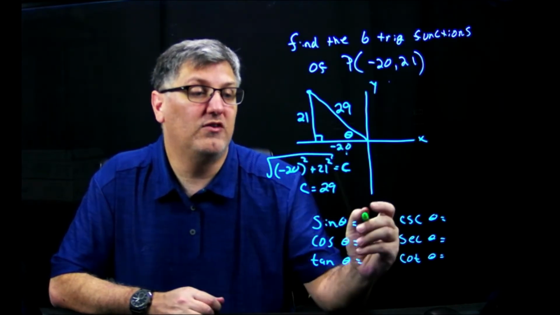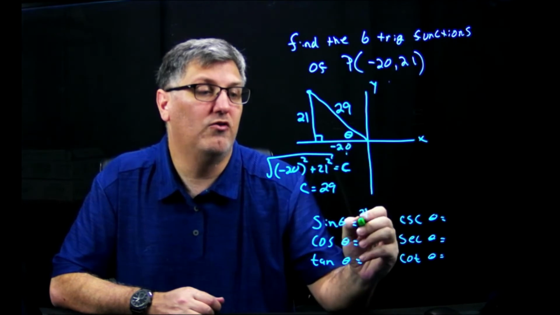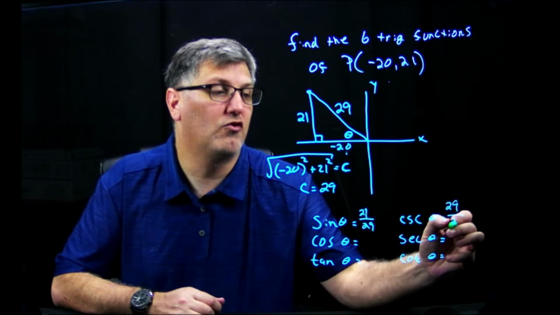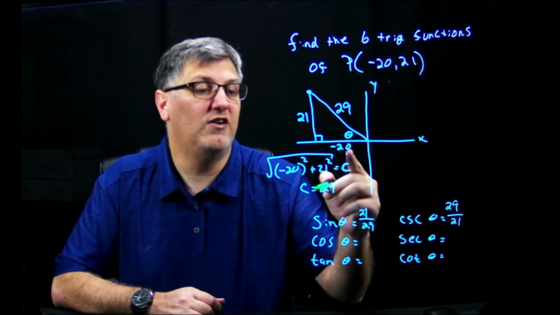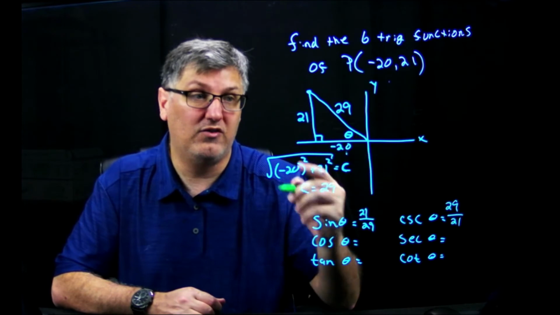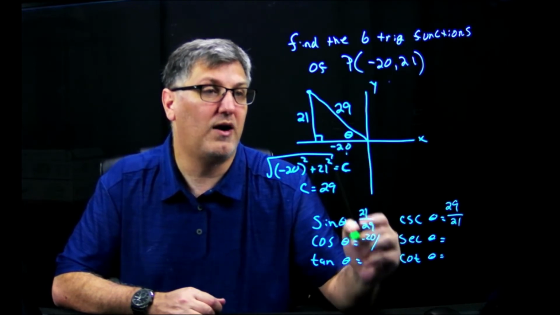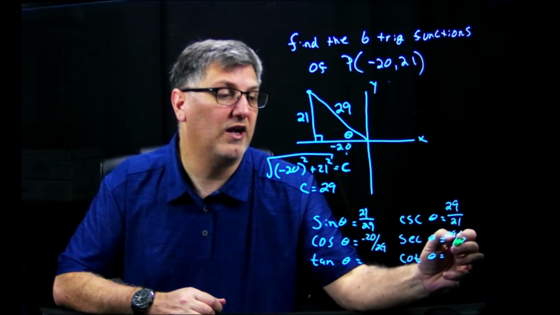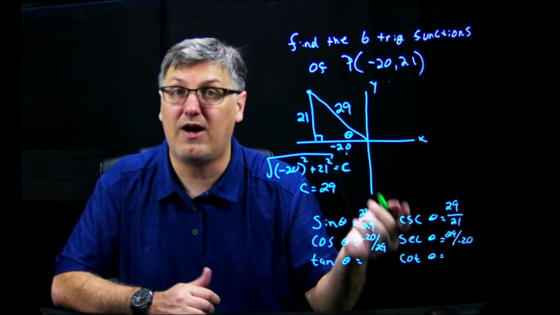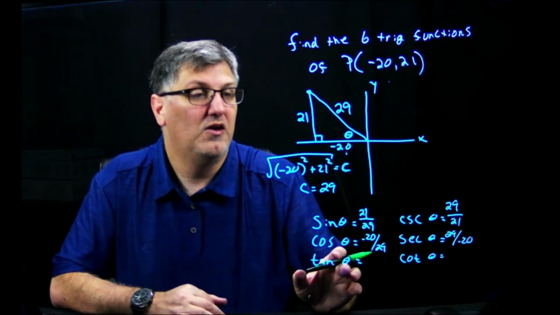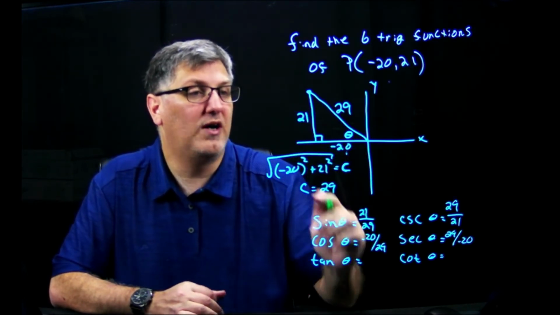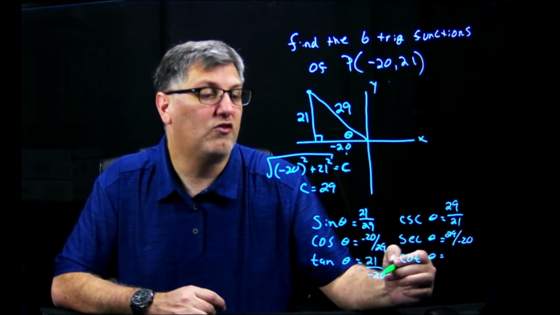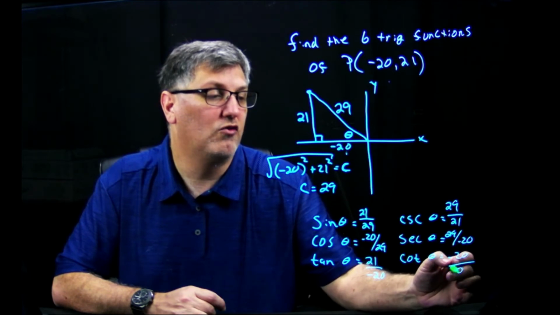Well, what's really nice is I have an angle, I have a triangle. Sine is my opposite, 21 over my hypotenuse, which is 29. Cosecant is the reciprocal, so that becomes 29 over 21. Cosine is my adjacent, which is the x value, so negative 20 over my hypotenuse, which is 29. Secant is the reciprocal, so I have 29 over negative 20. This negative doesn't matter if it's in front, top, bottom. It's a free-floating negative. And tangent, well, that's my opposite over my adjacent. This gives me 21 over a negative 20. And cotangent is the reciprocal, which is negative 20 over 21.